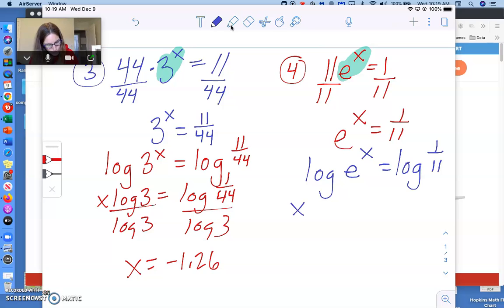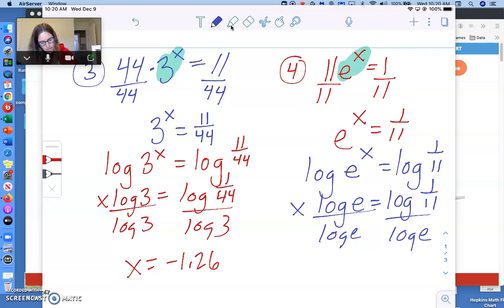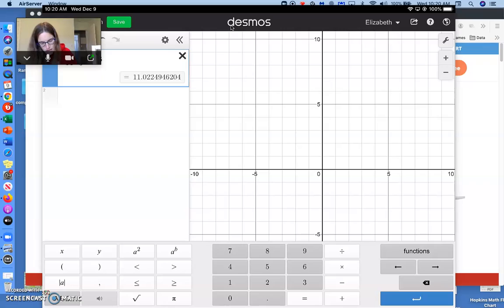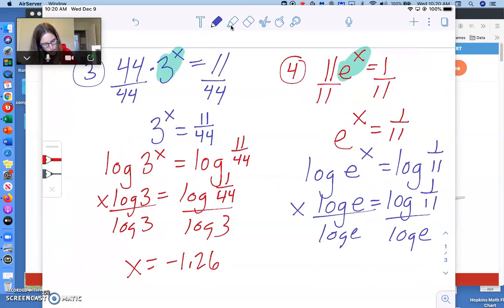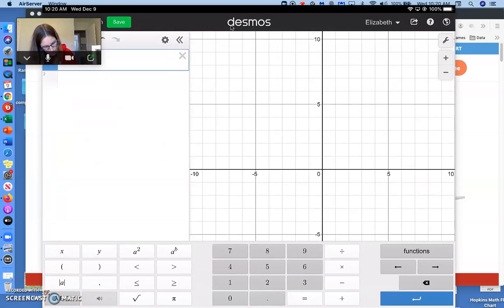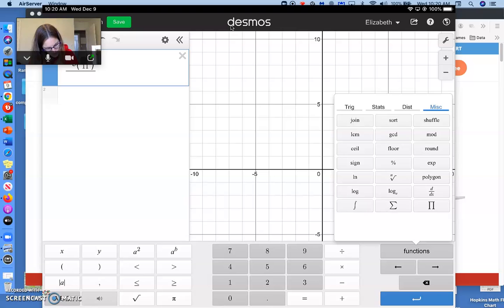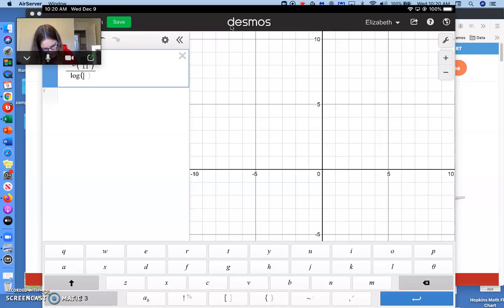Bring that exponent out in front. So x log e equals the log of 1 over 11, divided by log e, divided by log e. I already forgot what I had there, got to go back. So the log of 1 over 11 divided by log, and I can just type in the letter e, and we have negative 2.397. So that would round to negative 2.40.